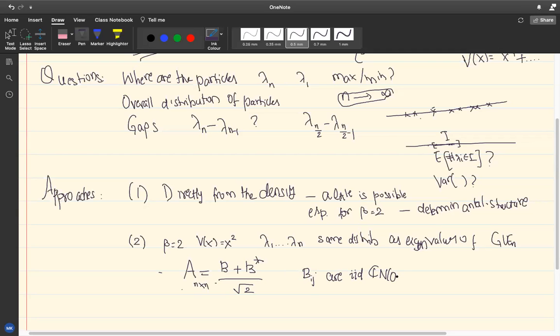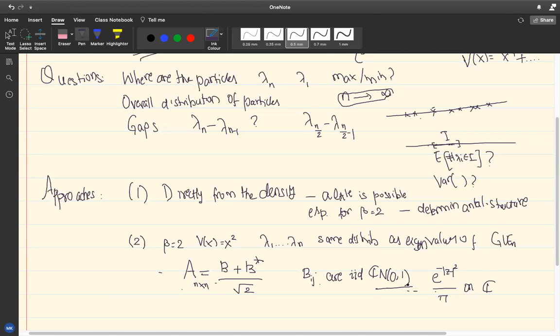IID standard complex Gaussians, which means that the real and imaginary parts have, well, the density on the complex plane is e to the minus mod z squared over pi. That's what a standard complex Gaussian is. By standard complex Gaussian, I mean this density. And if the Bij's have this density, then you form this Hermitian matrix by adding to it its conjugate transpose.